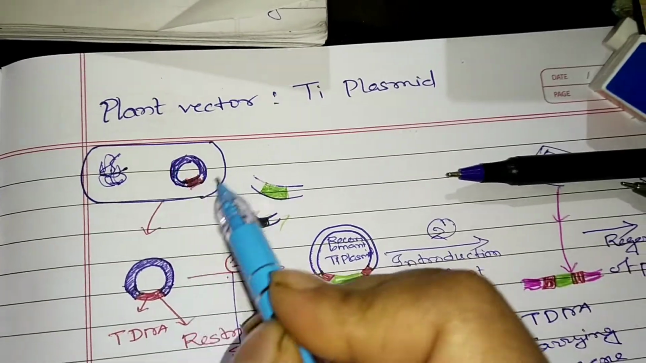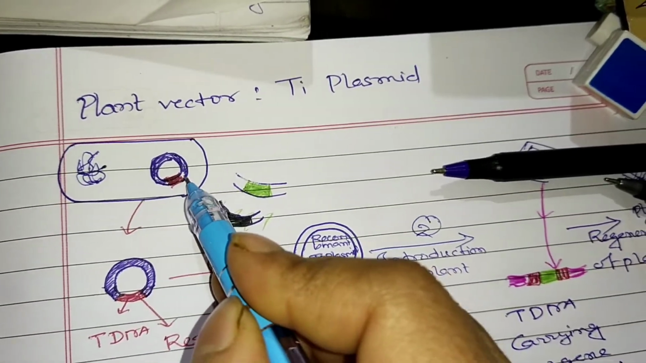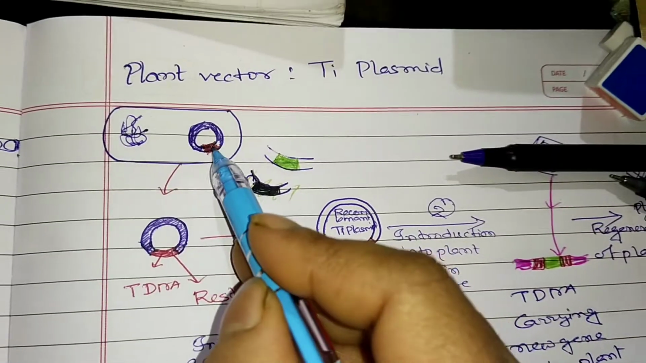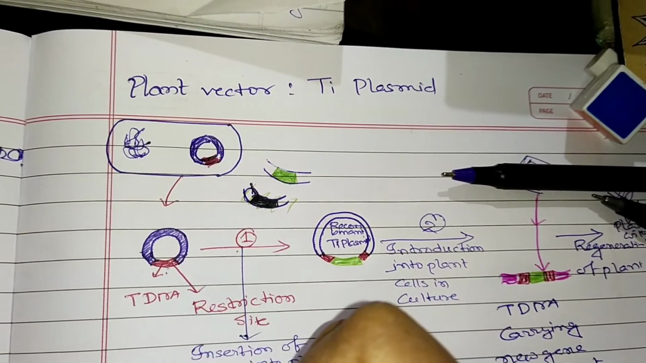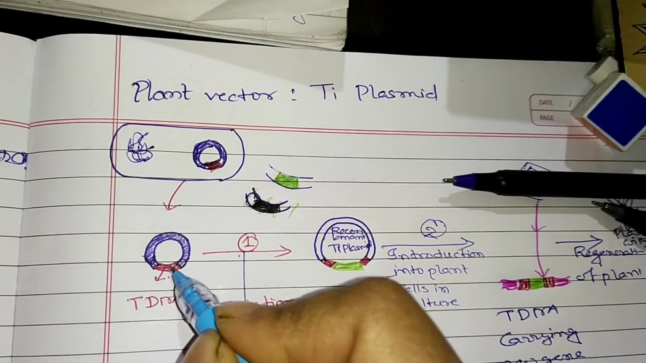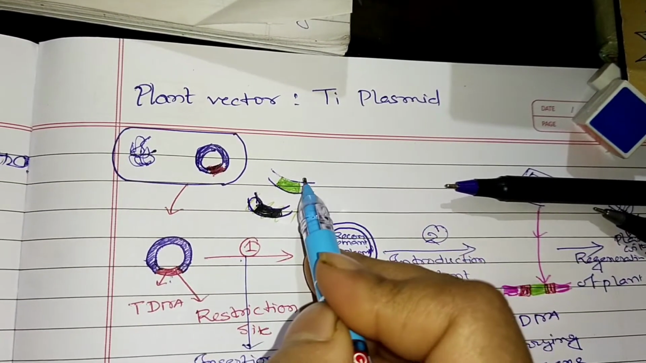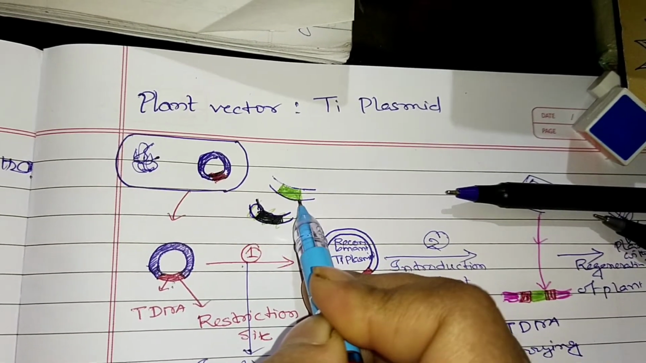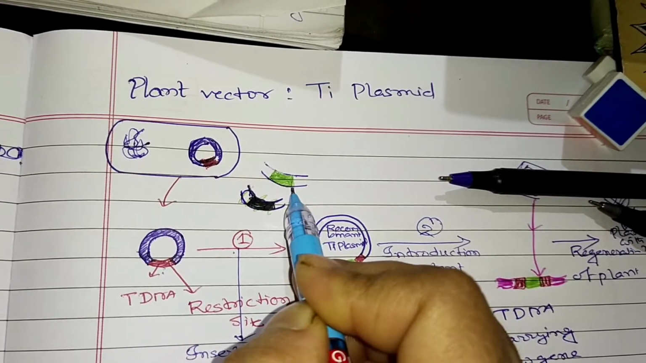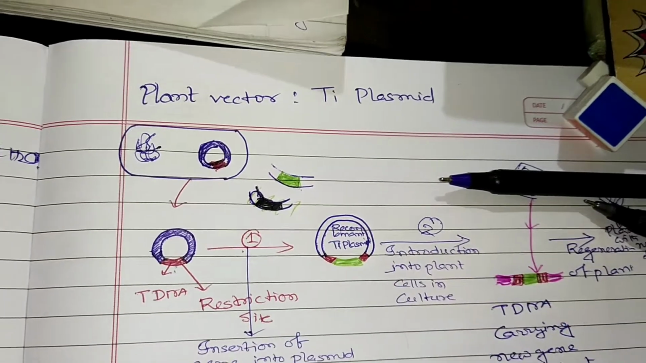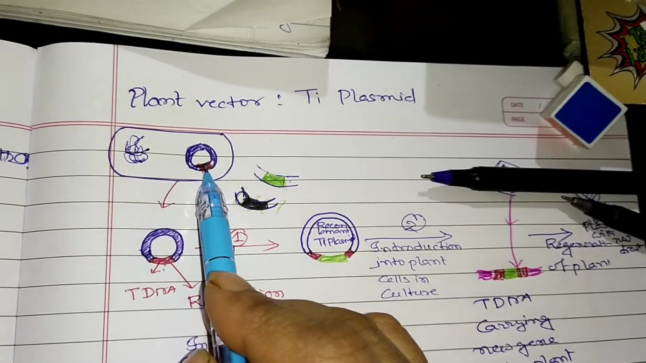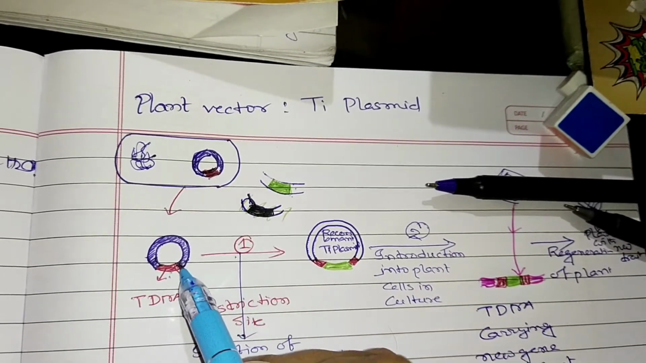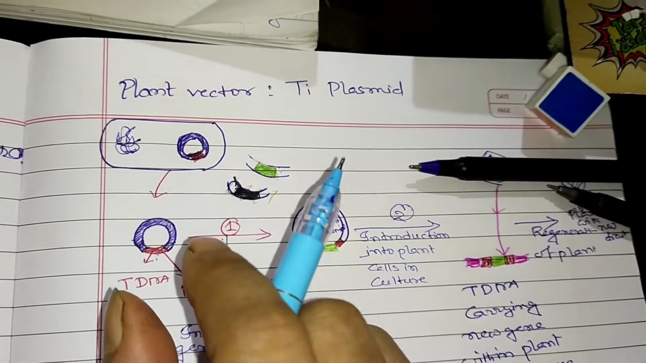How is it happening? Look here. This is the Ti plasmid. The red portion is the tDNA, meaning tumor inducing DNA, and this one is the restriction site. Suppose this is the foreign DNA you have to introduce. This is the desired DNA we need in the plant. You need this DNA in the plant, and which vector are you using? You are using the Ti plasmid. Why? Because they can convert the normal cell into a tumor cell but without their pathogenic effect.